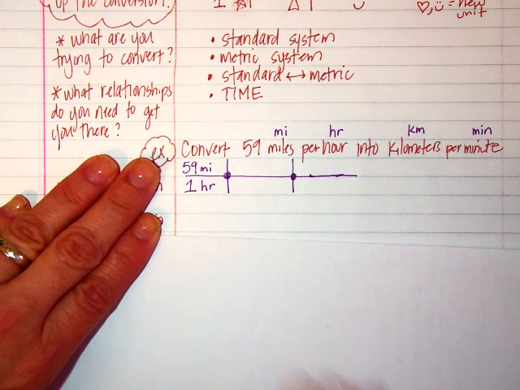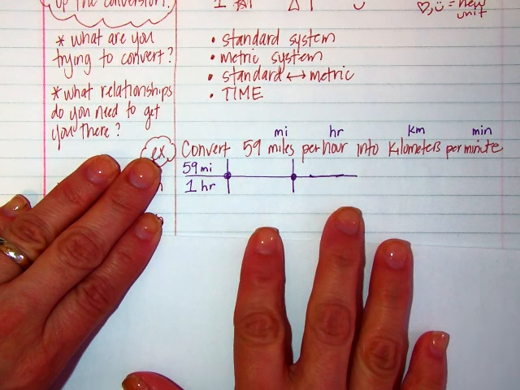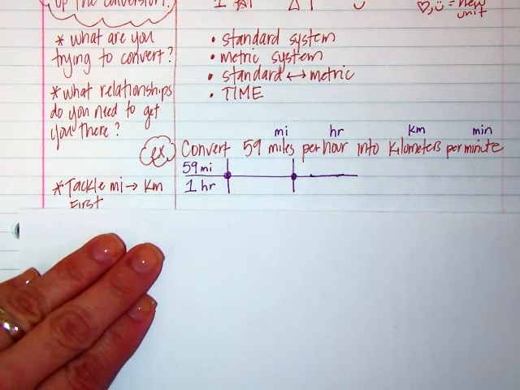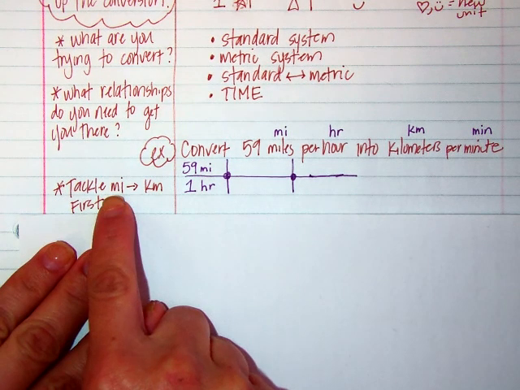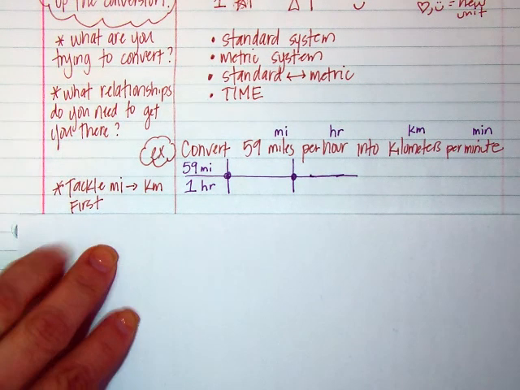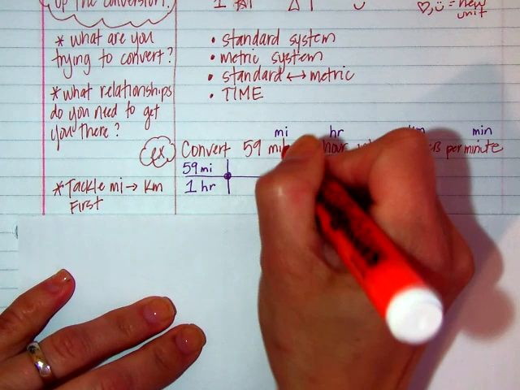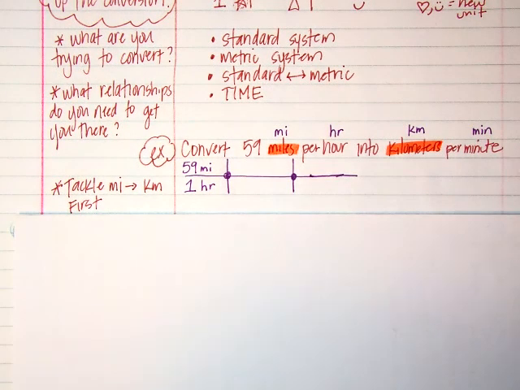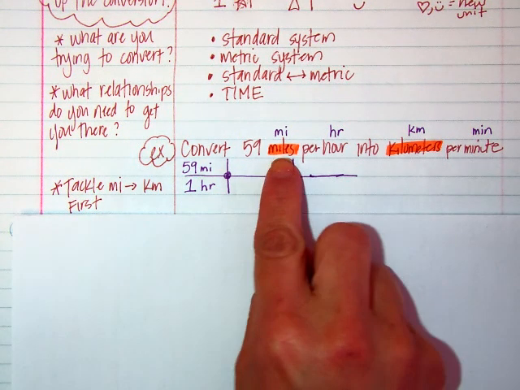Now this can become very overwhelming. We want to take this step by step. So first thing we want to do is tackle your miles to kilometers. Let's find the relationships between those two first. So I want you to tackle your miles and kilometers first. So think about it. Is that standard to metric? Is that metric to standard? Is it just standard or is it just metric? So miles to kilometers.